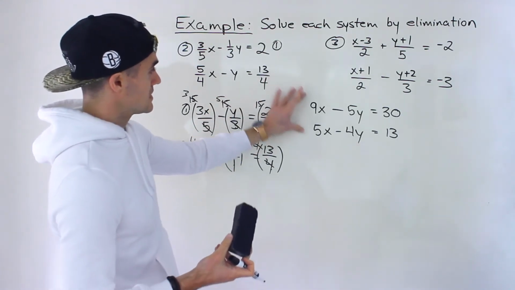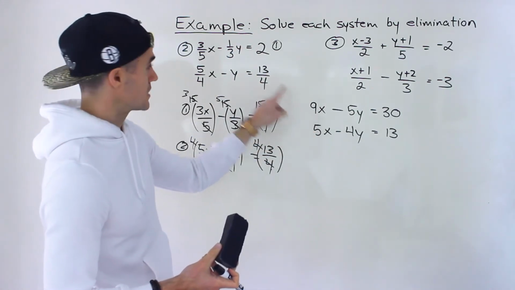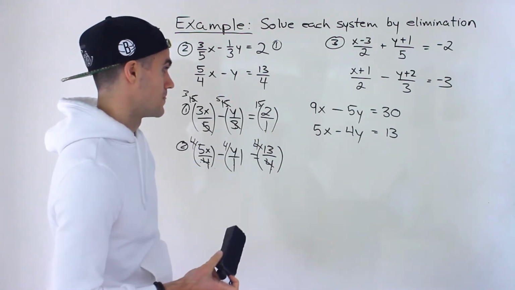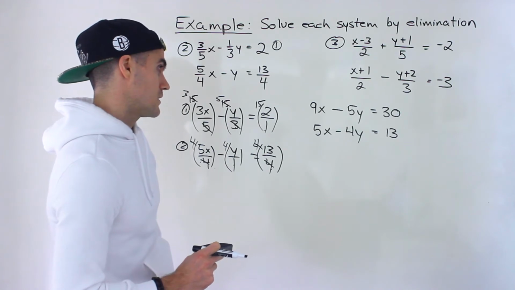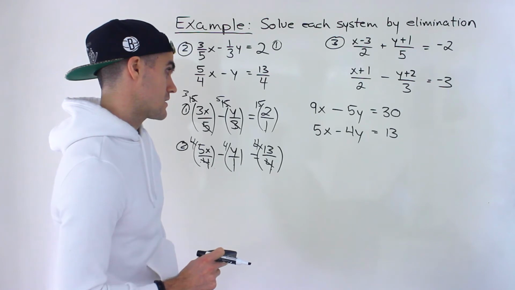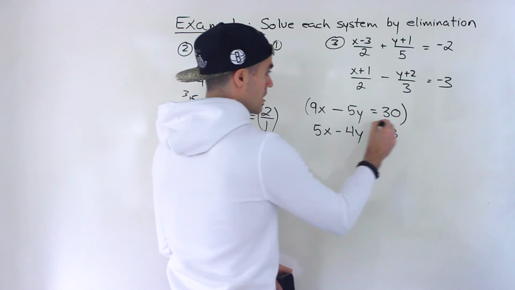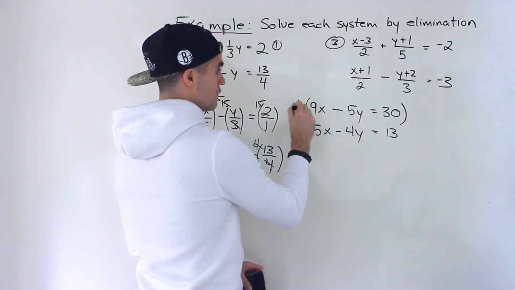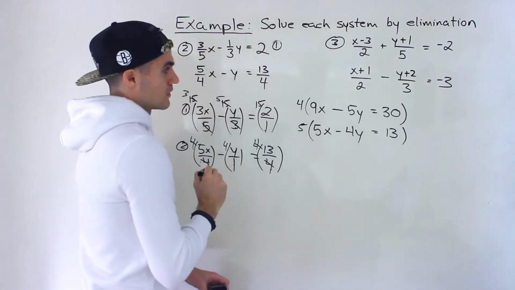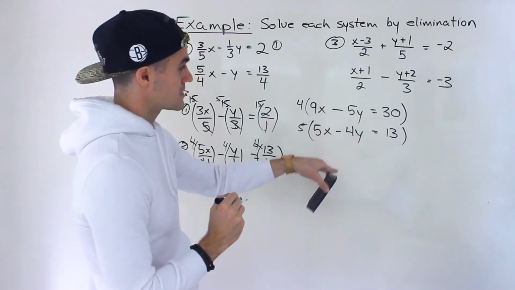Because this and this are the same, the solution to this linear system is going to be the same as the solution to that linear system, and we will do a check at the end as well. So solving this by elimination, let's get rid of the y values. So I'm going to multiply this by 4, and then I'll multiply this by 5, to get negative 20y and then negative 20y, and then we can subtract them.